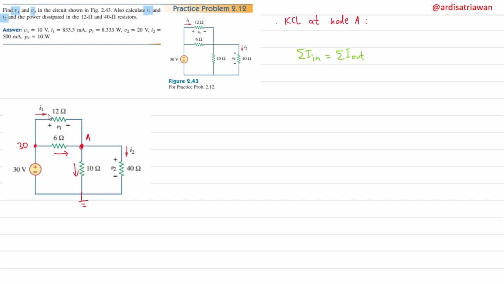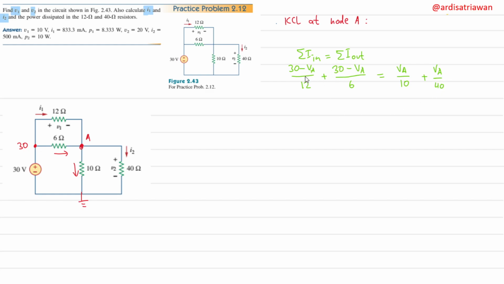The first current that goes in is I1, but I1 can be calculated as 30 minus VA. So 30 minus VA divided by the resistance, so 30 minus VA divided by 12. And it is also the same, but the difference is the resistance is 6 ohm. So I'll have 30 minus VA divided by 6. And then the currents that go out: the first one will be this current here, which is VA divided by 10. And then I2 is just VA divided by 40, right?